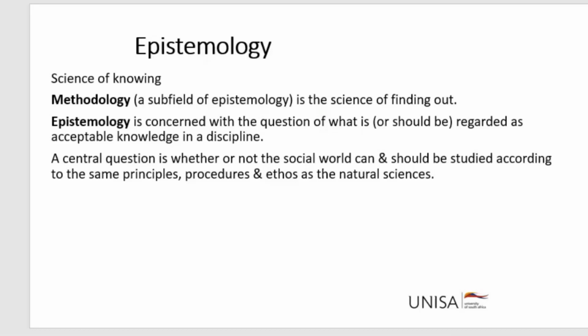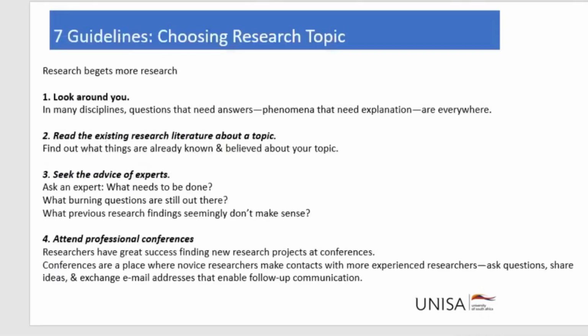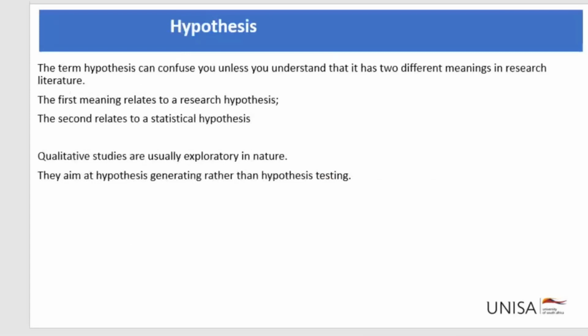So a central question is whether or not the social order can and should be studied according to the same principles, the same procedures, the same ethos as the natural sciences. Now, we all know that there's a difference between natural sciences and social sciences. So all these concepts are important for you as a student to navigate. If somebody says epistemology, you know that is the science of knowing, and methodology is how you find out that there is a relationship between A and B, or no relationship between A and B, or how you found out that there is no evidence for the following.